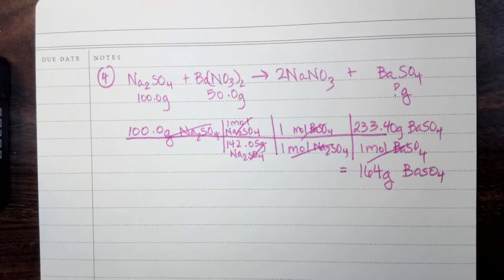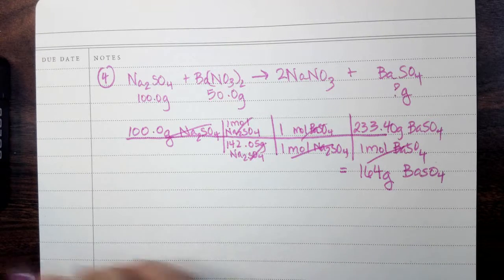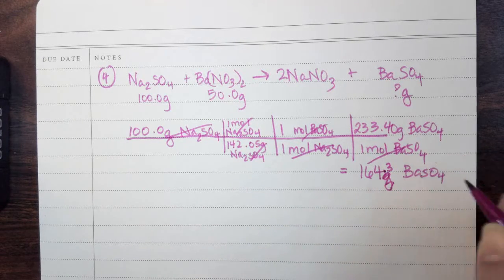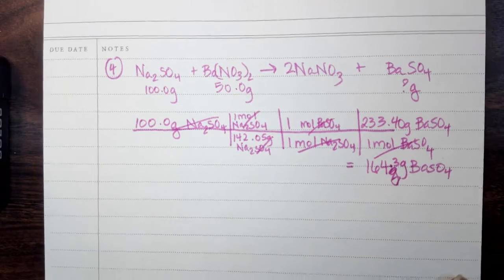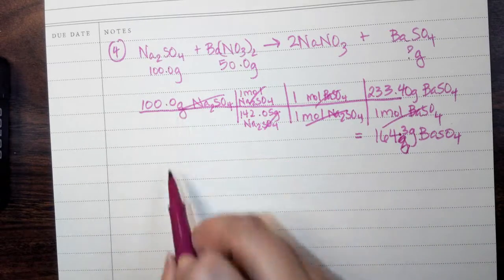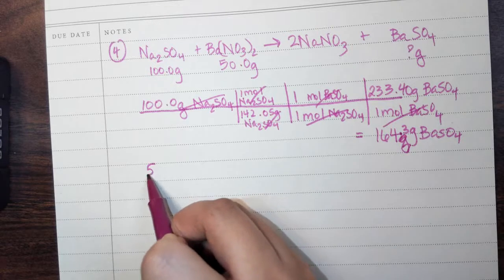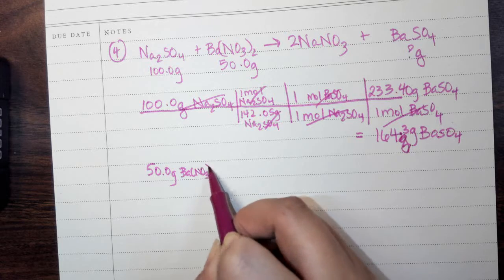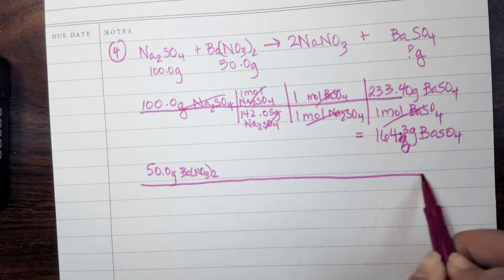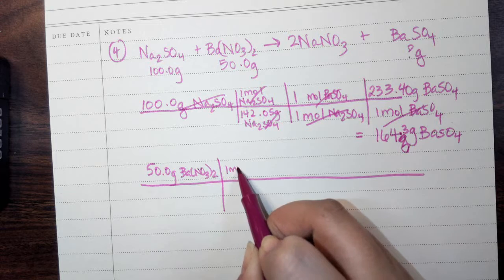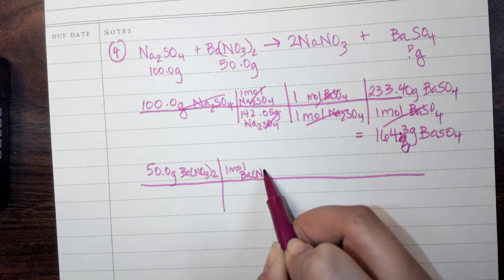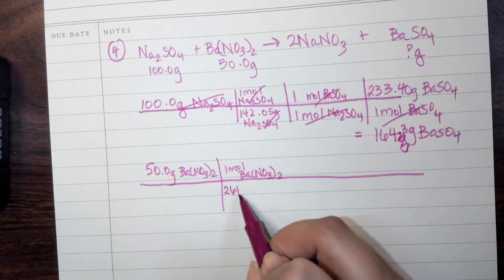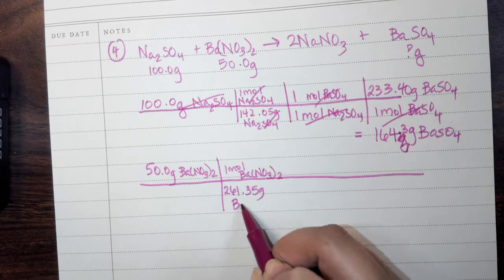Let me just make sure I use the correct amount of sig figs. Right, I had 3 sig figs, so I'm going to carry this. It should be 164.3 grams. Okay? And now I'm going to do my second reactant here. I have 50 grams of barium nitrate. Okay. And I'm going to convert to moles if necessary, and it is because I started in grams. Right, I add up barium nitrate's mass, and I get 261.35 grams.